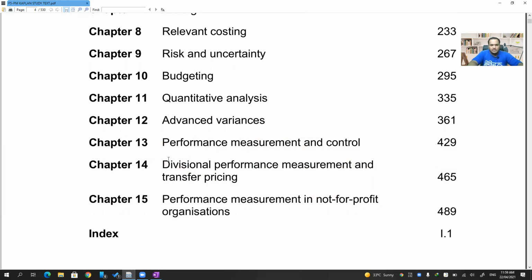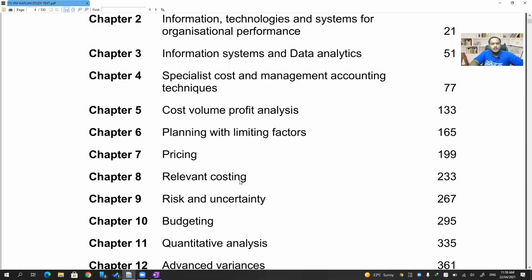Oh, divisional performance is there. Okay, here transfer pricing techniques we'll talk about. That's nice. Yeah, transfer pricing is covered here. International transfer pricing is also given. Is it there in APM? International transfer pricing is in APM, not in PM. So don't worry about that. Cool. No problem. We'll do it tomorrow.